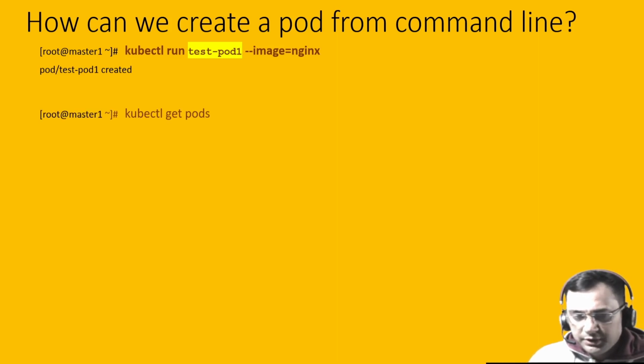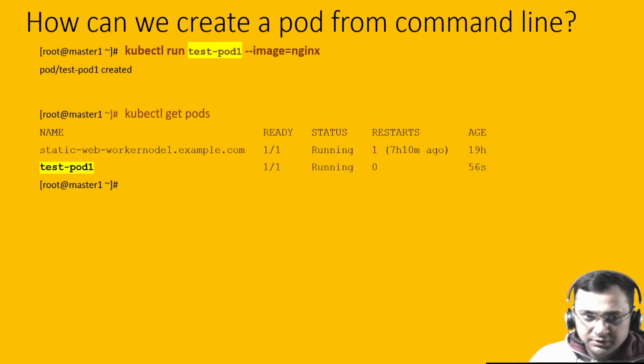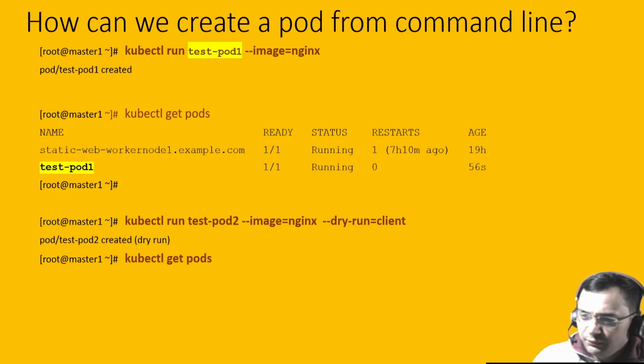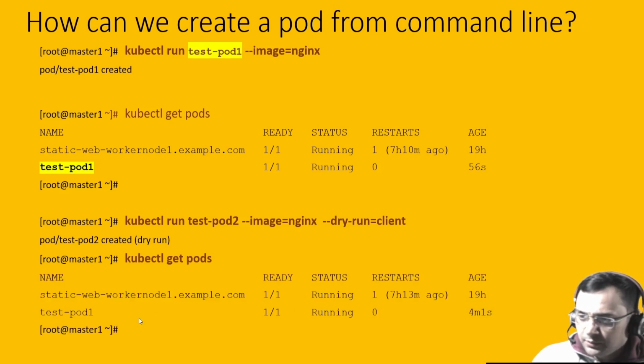How can we check? kubectl get pod. If I execute this command, I will see that test-pod is running here. In this command, I'm just going to dry run this pod, so it means that I'm not going to create this pod here. If I execute kubectl get pod, I will see that there is no test-pod2. So you can use the option --dry-run=client to check if you are using the correct image or correct name. It is only for testing purposes.